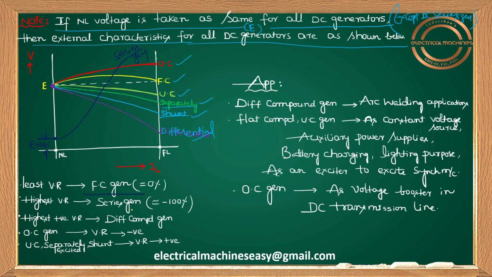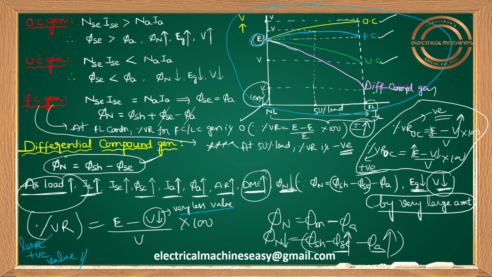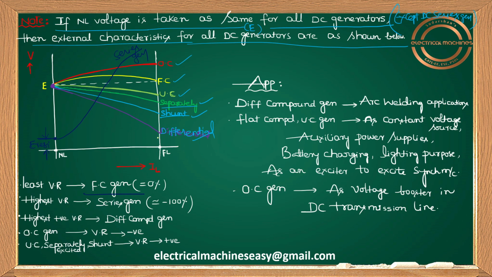I told you already. For flat compound, at no load the voltage is E, and at full load condition the voltage is E. So your voltage regulation value is 0, right? That's why, out of all DC generators, the one having the least voltage regulation is the flat compound generator, or level compound generator. Your answer is 0%.